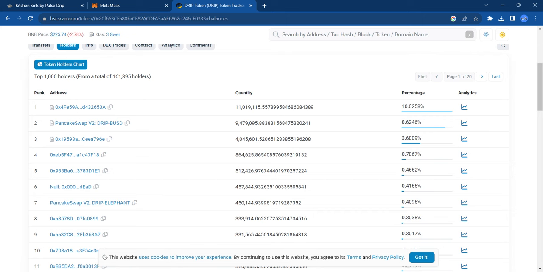And with Kitchen Sink, it's going to be locking up that DRIP, right? So that's the rally cry, right? Let's see if we could run it past 9.4 million and have Kitchen Sink as the second holder, which would be awesome.